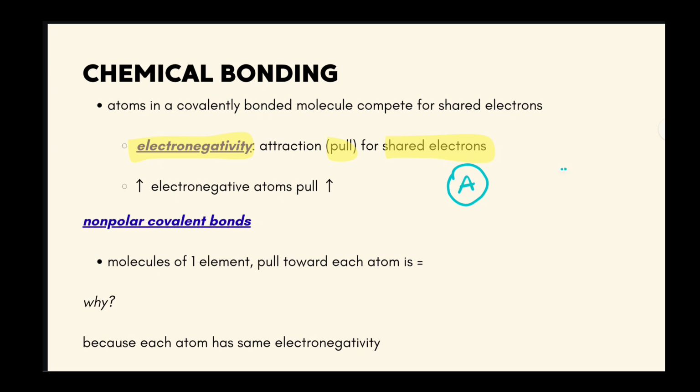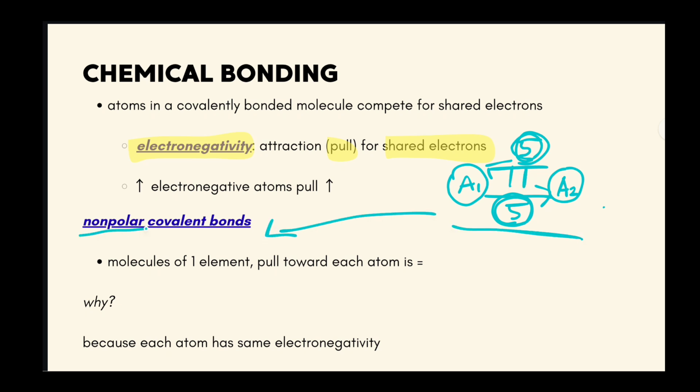Let's say there's atom A1 and atom A2. A1 pulls A2 to itself with an electronegativity, or force, of 5, and A2 pulls A1 with a force of 5. Then this electronegativity, or force, is the same. What do we call this? We call this a nonpolar covalent bond, because in molecules of one element, the pull toward each atom is the same.